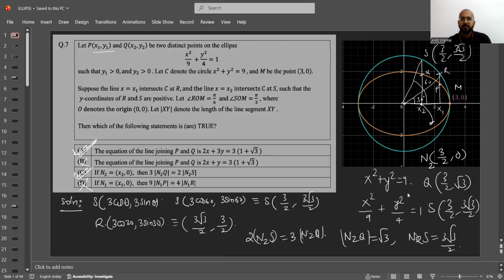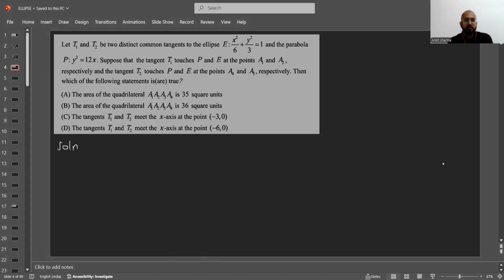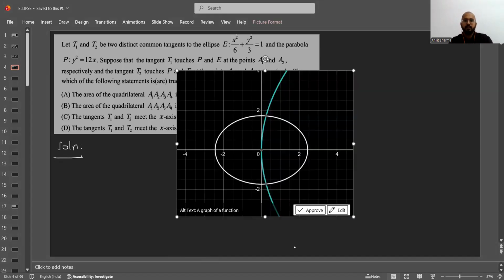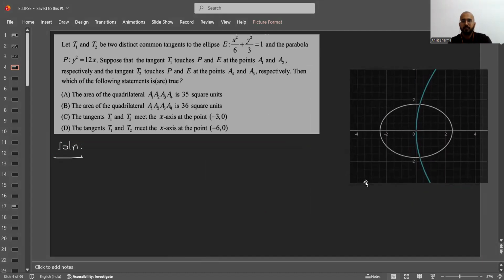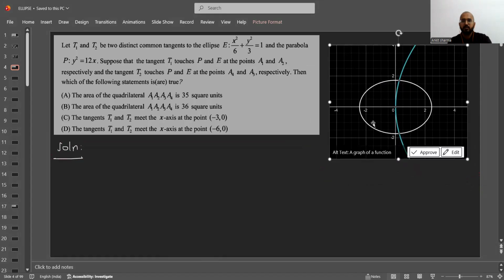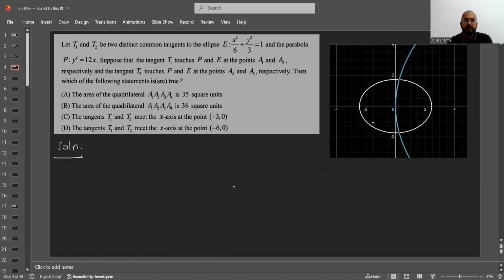Moving to the next part. Here we are given T1 and T2, two distinct common tangents to the ellipse and the parabola y squared is equal to 12x. So let us draw the parabola and the ellipse. It would look like this somewhat. Now let's try to draw a diagram. So now they are saying this is my point root 6, and this point is root 3, where it intersects the y-axis.